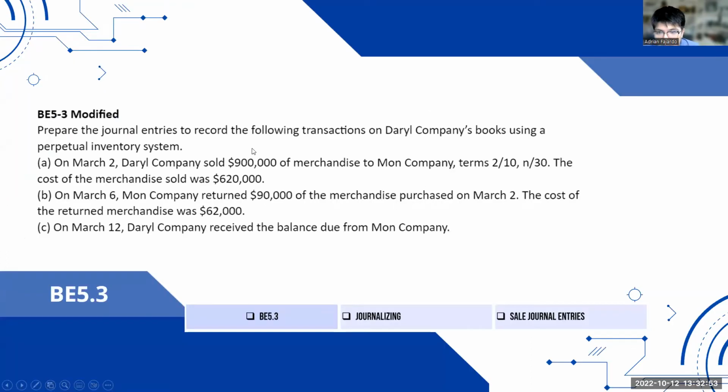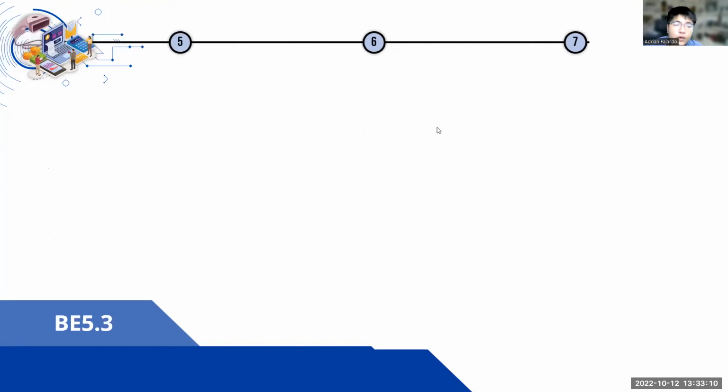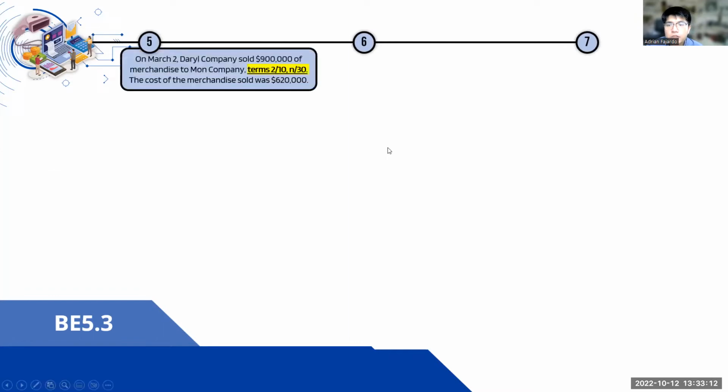So for 5.3, basically we're talking about Daryl Company's books that uses perpetual inventory system. And when you look at the transactions given, out of the 9 concepts, they're mainly talking about 5, 6, and 7, which are sales-related transactions, right? So let's focus on these 3. So on March 2, Daryl Company sold 900,000 with the following terms, 2/10, n/30. So how do we journalize for this?